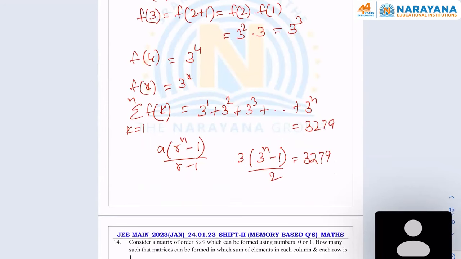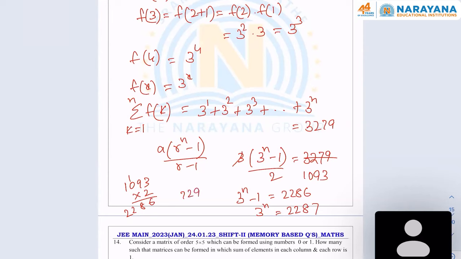So here 3 ones are 3, and 3279 divided by 3 is 1093. So 3 power n minus 1 is 1093 into 2, which is equal to 2186. So 3 power n is equal to 2187. So I think 729 into 3 is equal to 2187.